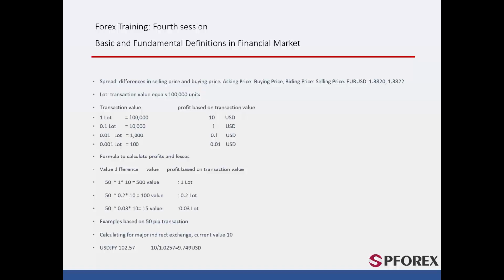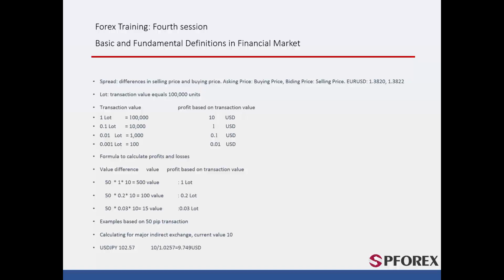Example 1. We are trading one lot. Our value difference is 50 and our size of transaction is 1 unit. Therefore, for every one lot we will gain or lose $10. If inserting the numbers into the formula, it looks like this: 50 times 1 times 10 equals 500.